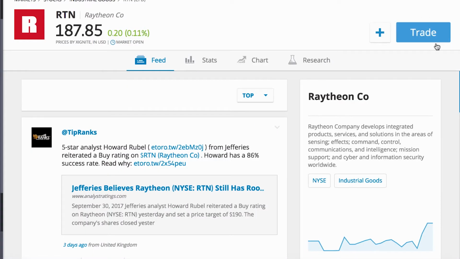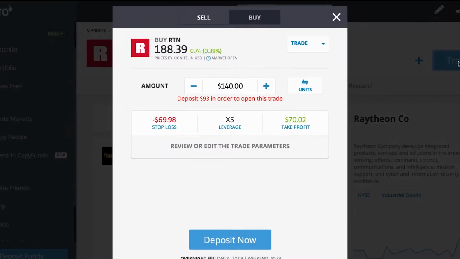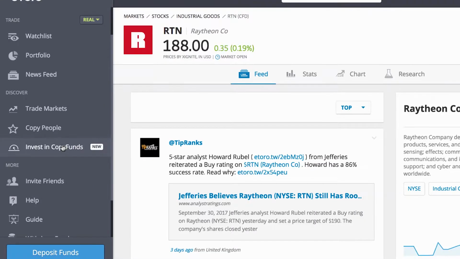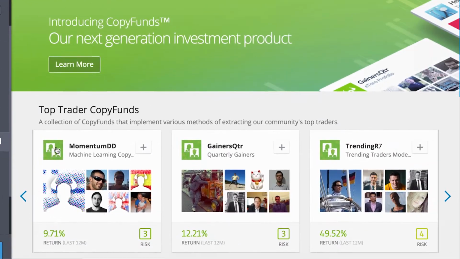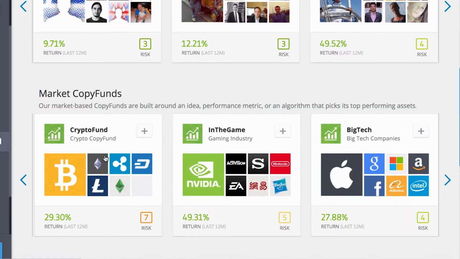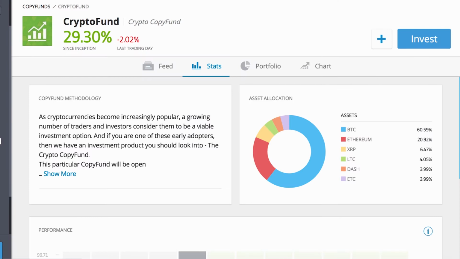Let's say I go to Raytheon, who make guided weapons, and up here you can see this button, it's a trade button. So if I want to open a new trade, boom, I open the new trade, we've all seen this trading screen. So it says trade, remember? If I go to invest in Copyfunds, and let's say I go to the crypto fund here, over here the blue button doesn't say trade, it says invest. And that says something about the thought behind what a crypto fund is.